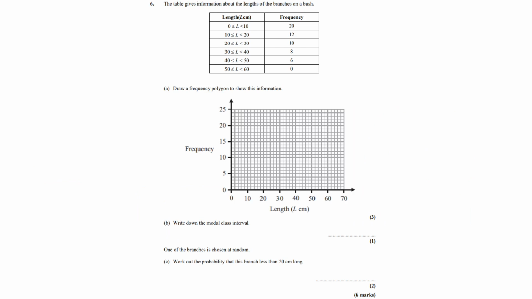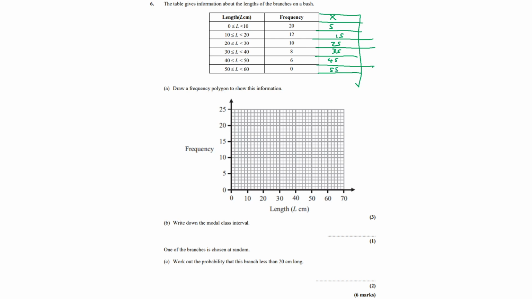Now let's look at the last question of the day. Very similar. The table shows information about lengths of branches on a bush. Draw a frequency polygon to show this information. Well, first thing we need to do is find the midpoint. So I'm going to call this one X for midpoint. Here it's going to be 5, here it's 15, here it's 25, here it's 35, here it's 45, and here is 55. Okay?